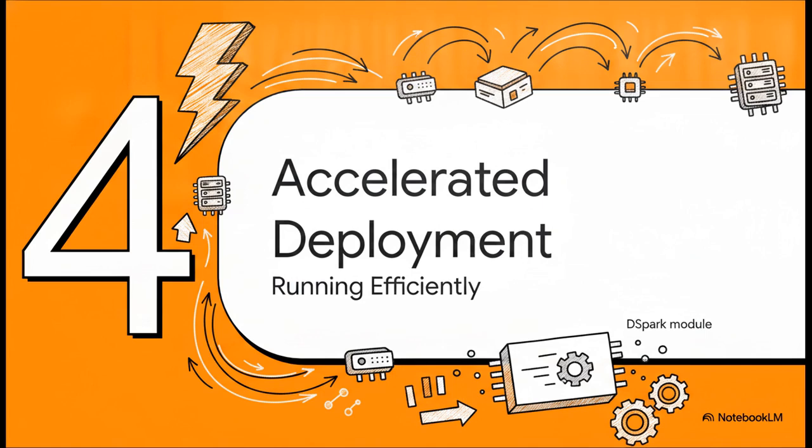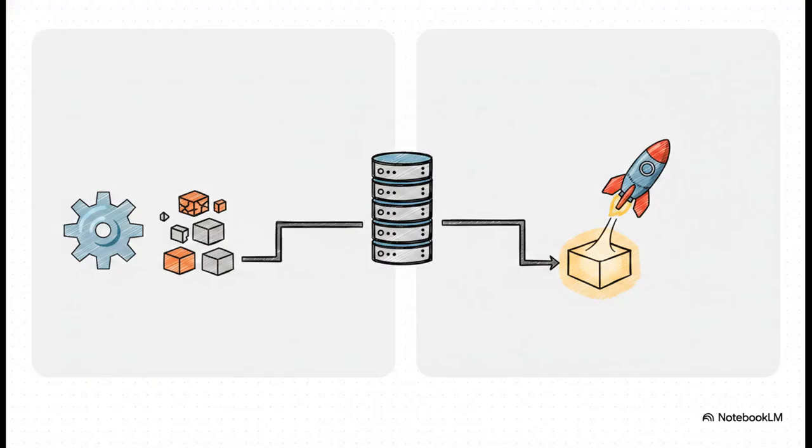Section 4, Accelerated Deployment. So knowing how to prompt it is great, but getting this beast running efficiently on your own hardware, that's where things get really fun. Depending on your backend, the configuration is beautifully streamlined thanks to that attached DSpark module. If you're using VLLM, it's super simple. Just add a speculative config flag and set the method to DSpark. Prefer SGLang? Set the speculative algorithm to DSpark.